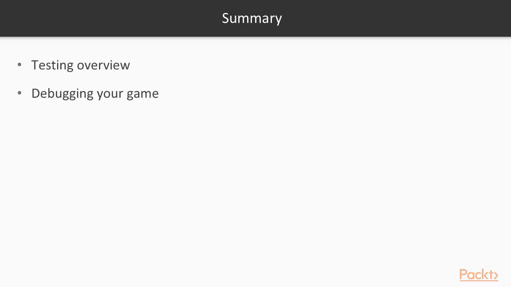In this section, we explored testing constructs for Unity 5 games. We started with an overview of the testing of games and discussed the importance of testing. We also looked at how to debug our games using three different strategies: printing to the console, using the debug class, and debugging in Visual Studio.